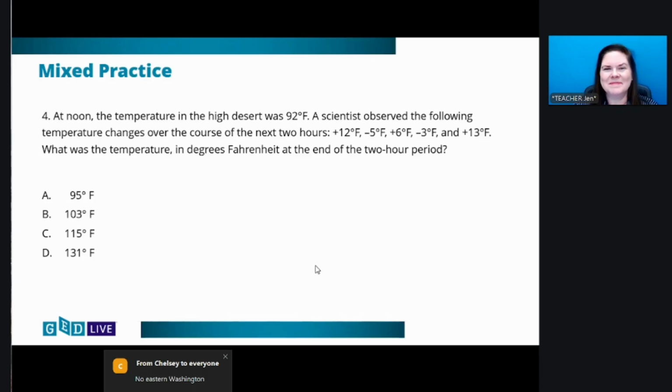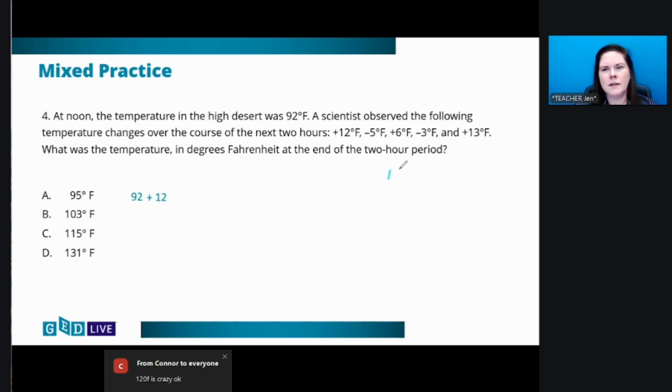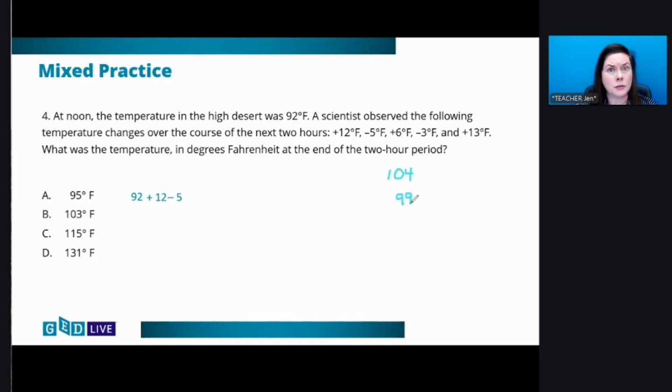Got it. So this person lives in the desert, does seem pretty hot, 92. And the scientists observed the following temperature changes. So it's up 12 degrees. Now, for me, I would actually keep track of the numbers as we go. Up 12, and now we're at what? 104. And then down 5. So I'm like, okay, now we're at 99. I would do it piece by piece as I go. You don't have to, as you can see on the left, but you can.